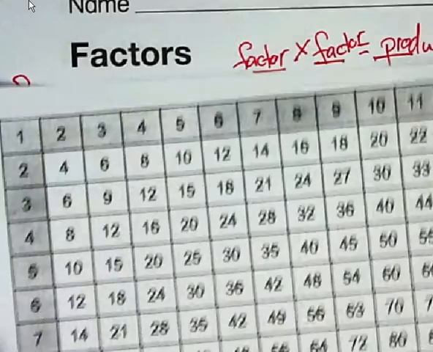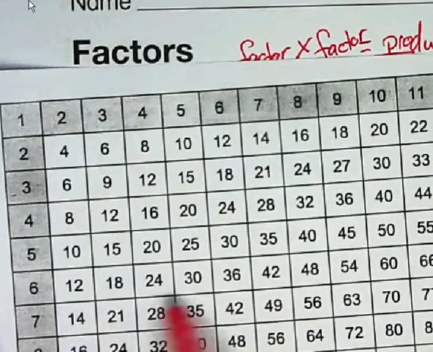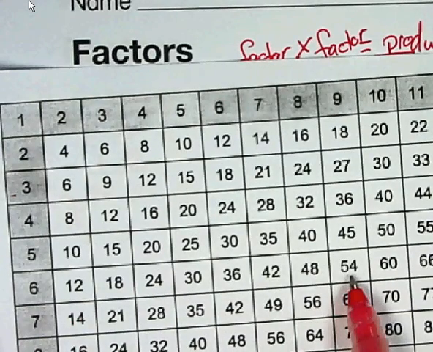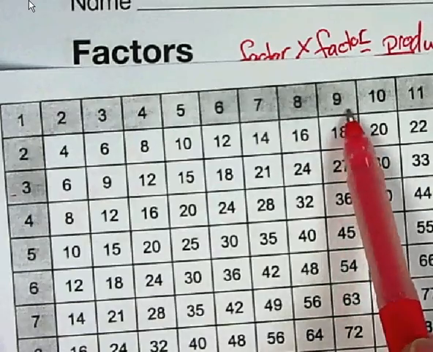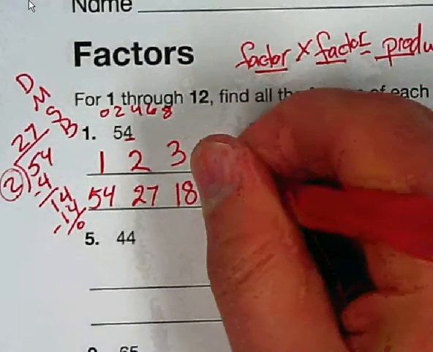6, just keep using your chart here. 6, is 6 a factor of 54? We see it here, so yes it is. So 6 times 9 is 54. So we're going to write 6 and 9.